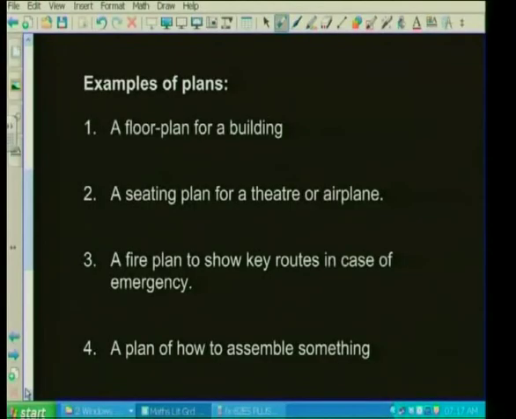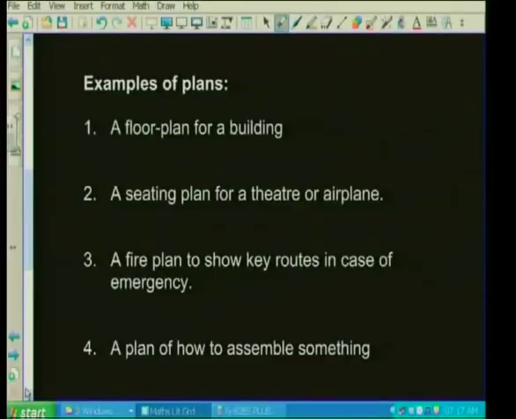Then you may have already seen a seating plan, for example, for a theatre or for an aircraft. When you step onto that plane and you're looking for where you need to go and sit, they'll usually have a map or a plan showing you where you need to go in order to find your seat or the number of your seat.